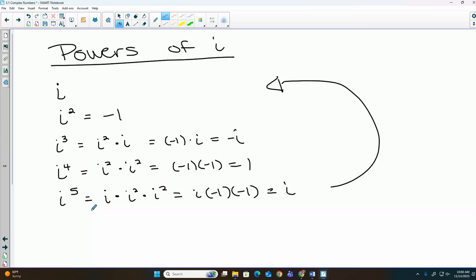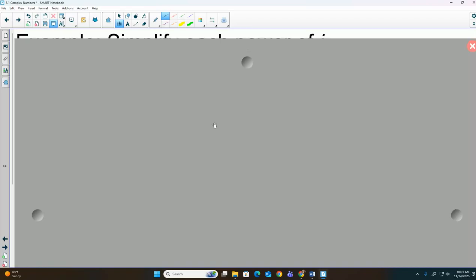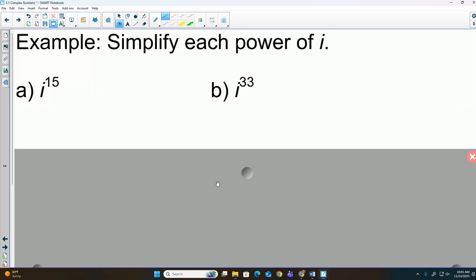So we should be able to simplify any power of i. And you can only get 4 possible answers: 1 or negative 1, i or negative i, if we reduce them. So let's take a look at some. And we are going to try to rewrite these. So if I gave you i to the 15th power, now we could write out our pattern 15 times, but that's kind of annoying.